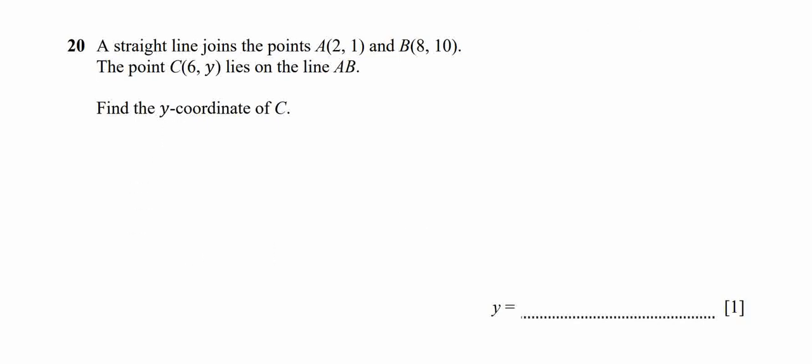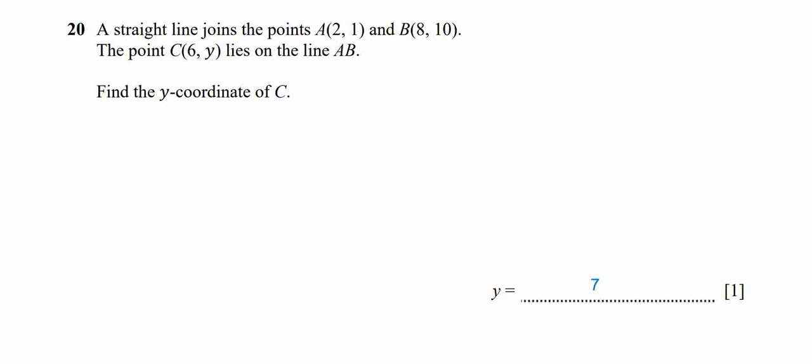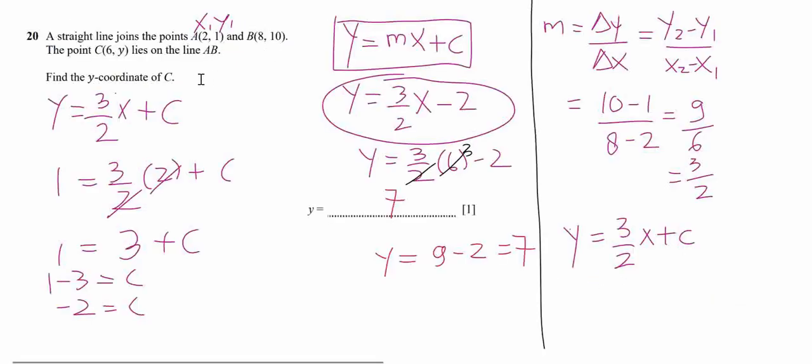So let's open up the answer. The answer is 7. So how does it work? For the straight line through A (2, 1) and (8, 10), we can find the line equation by this formula, y equals mx plus c. So first we find the gradient from these 2 points. Gradient is delta y over delta x, or the vertical change over the horizontal change. So with x1, y1, x2, y2, 10 minus 1 over 8 minus 2 is 9 over 6. We simplify this by dividing by 3. We get 3 over 2 as the gradient.